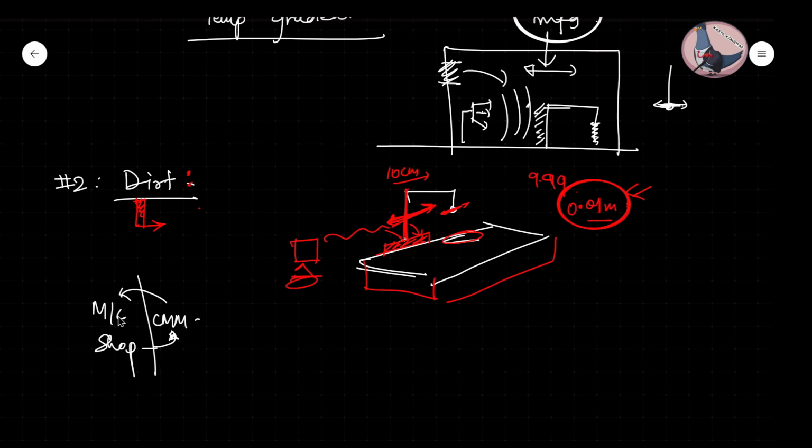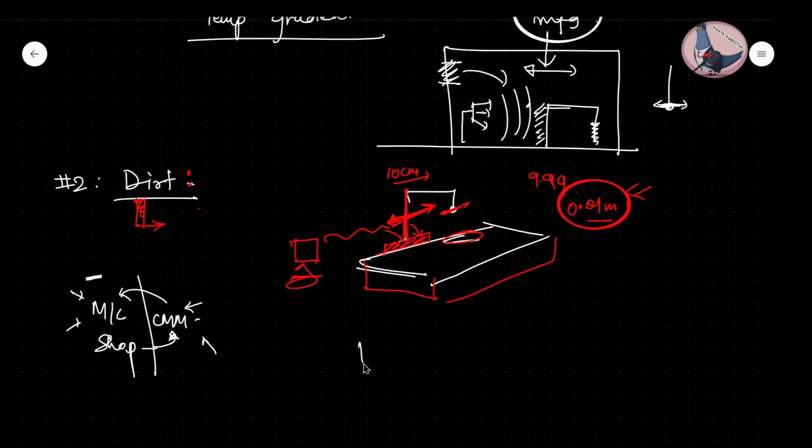But again, in that case, the vibration of all the machine shop machines will create disturbance in the CMM. All the temperature you cannot maintain. Suppose welding is happening here, you cannot ensure that the temperature gradient is maintained for the CMM. That will not be possible. So of course there will be some deviations in the measurement which you have to adjust with.